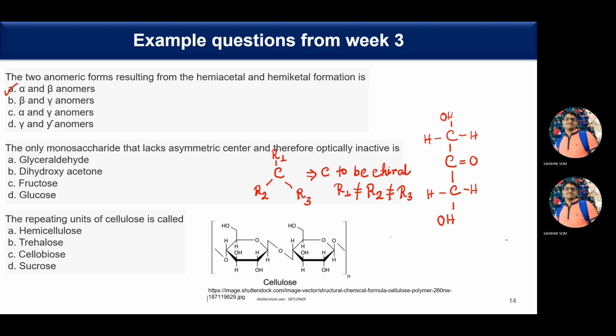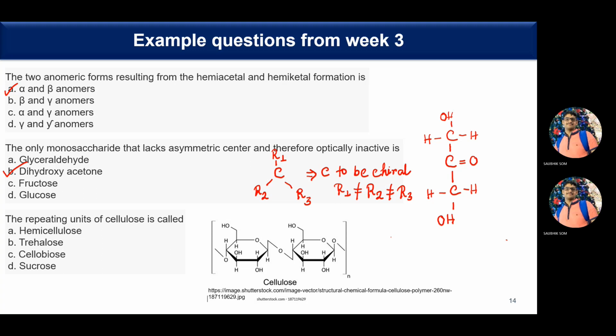This is kind of a thumb rule. If any of them are equal, then it cannot be chiral. In this case R1, R2 and R3 are equal. In this case also R2 and R3 are equal. So this cannot be chiral. This one anyway doesn't have any R3. And these two are also the same, because this is CH2OH and this is also CH2OH. So none of these carbons is chiral. So dihydroxyacetone phosphate is my correct answer.